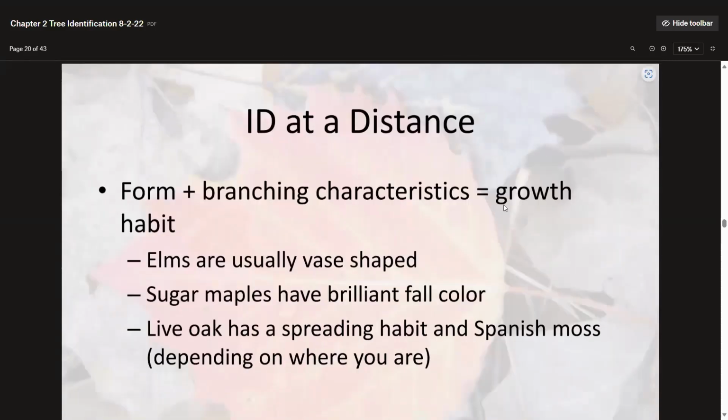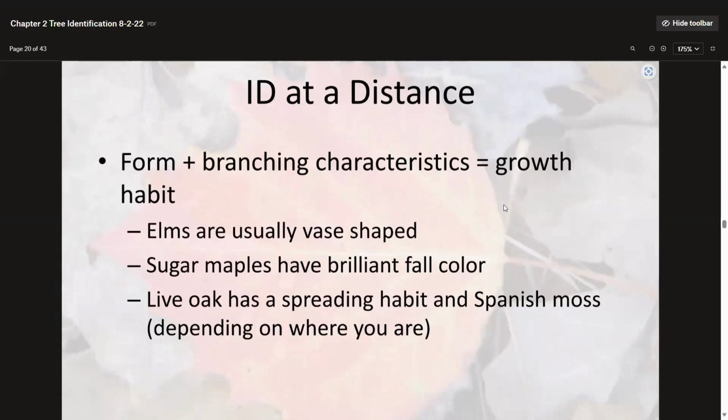ID at a glance. So when you're at a distance, the first thing you can notice is the form, right? Its branching characteristics, its growth habit. Like I said, is it pyramidal? Is it lollipop shape? Elms always have that beautiful vase shape, right? Sugar maples have that gorgeous, brilliant fall color, right? Live oak has that beautiful spreading habit.